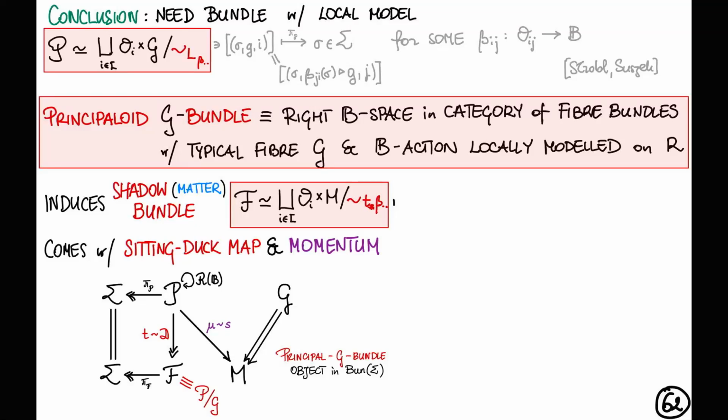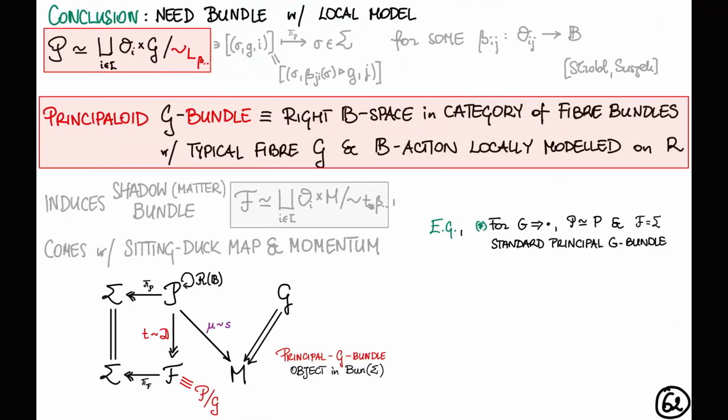But now I have the statement that since this action is principal, I can think of F invariantly as the quotient of the principaloid bundle by the groupoid action, which is canonical there. And then I have examples. So if I take this groupoid G over a point, I get the standard principal bundles. If I take the pair groupoid, I get generic bundles, because I have the full diffeomorphism group unconstrained as the structure of the bundle.